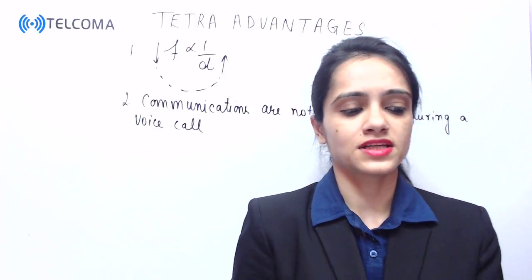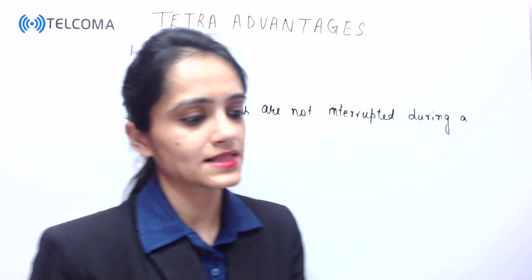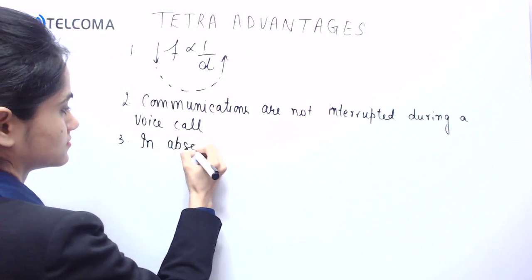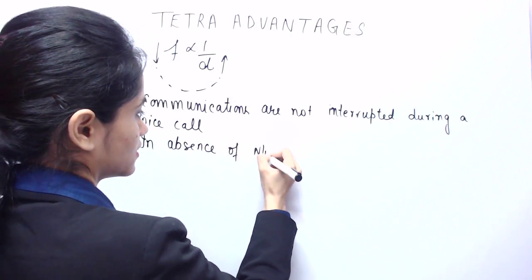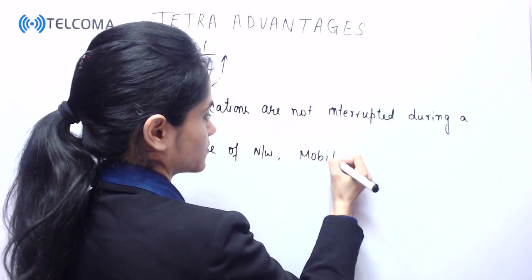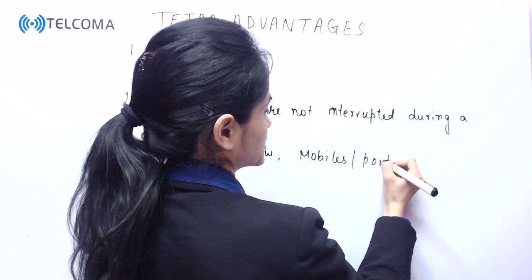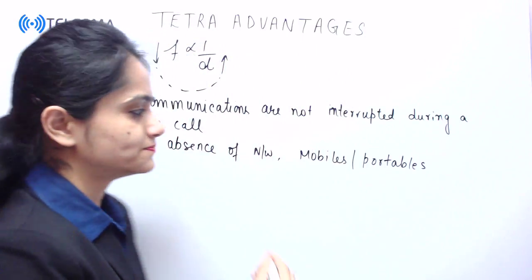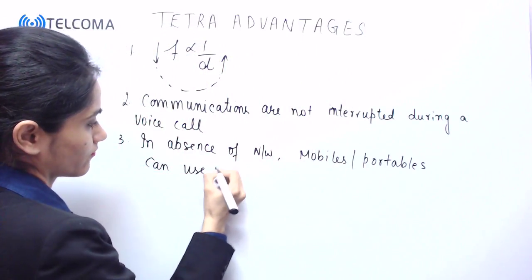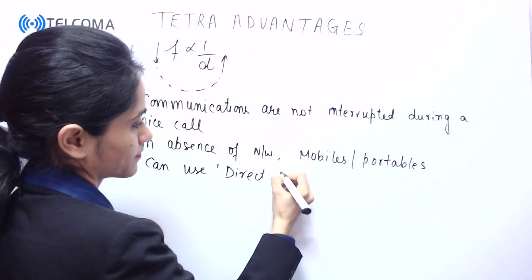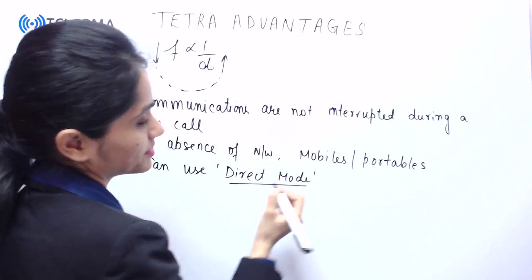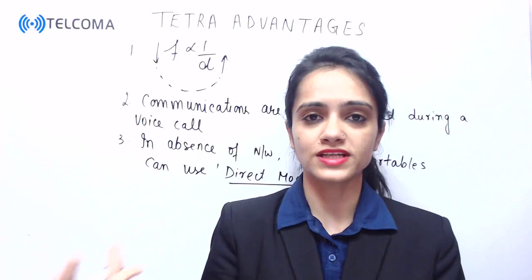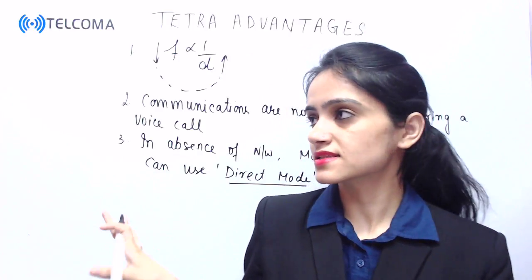The third advantage is that in the absence of a network, mobiles can use direct mode. In the absence of a network, various mobiles, or we can say portables, that means any devices, can use direct mode. So what happens in the direct mode? In direct mode they can share the channels directly, like walkie-talkie mode. So this is the third advantage.